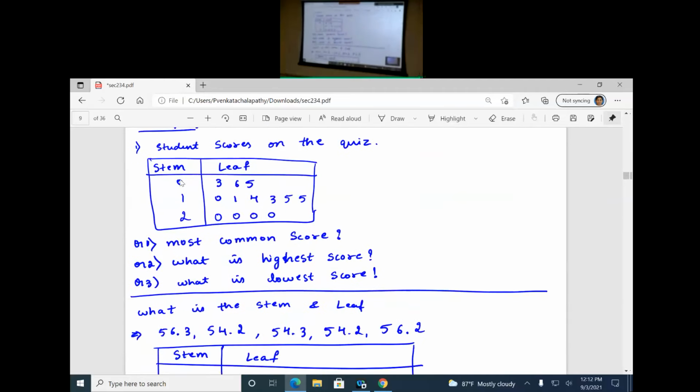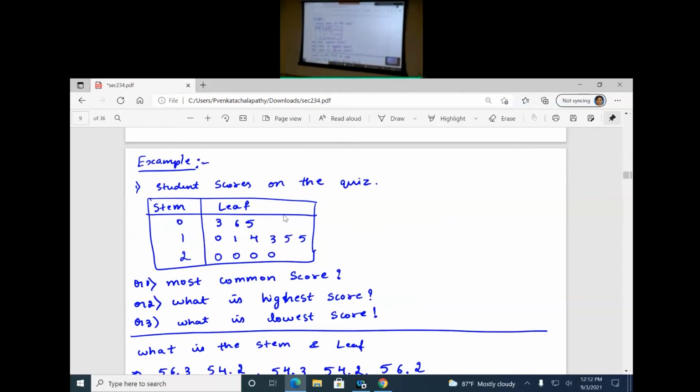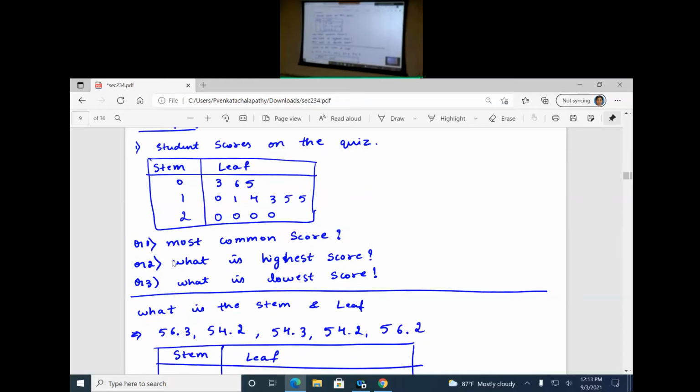Now here, as you can see, this is one of the examples. Now you have to answer this question. These are the student scores on the quiz. It's like 0, 3, which means 3, 0, 6, 6, and 0, 5 is the number 5. Fine? And this is like 10, 11, 14, 13, 15, 15. Now answer this question. Which is the most common score in this table? Yes, it is 20.